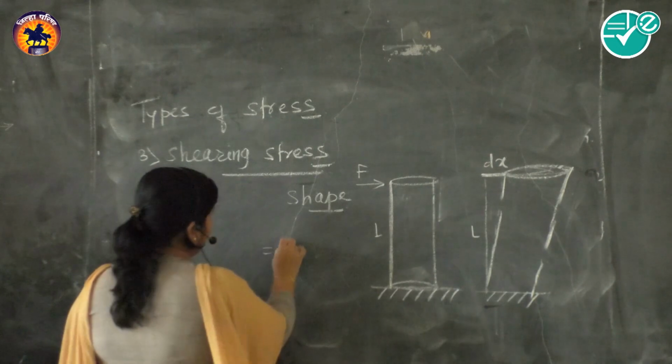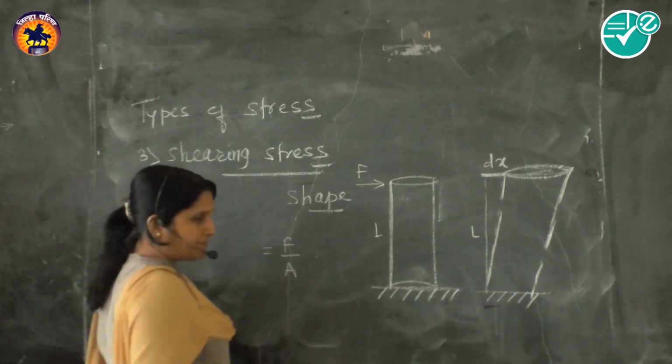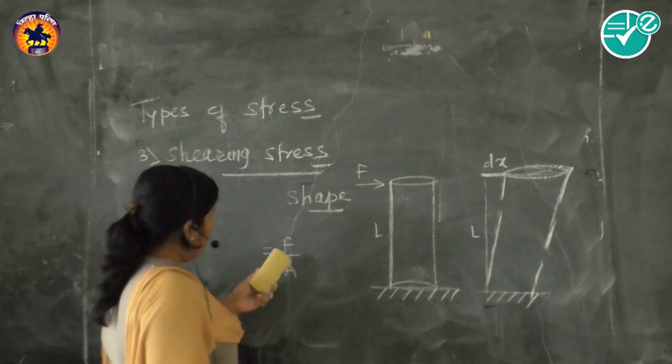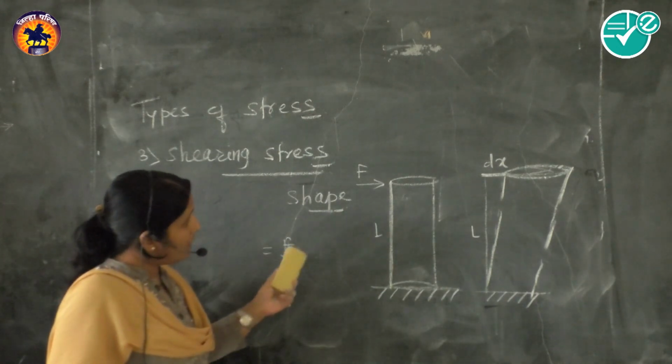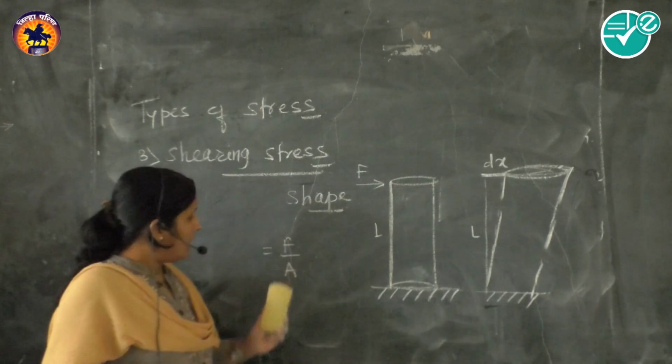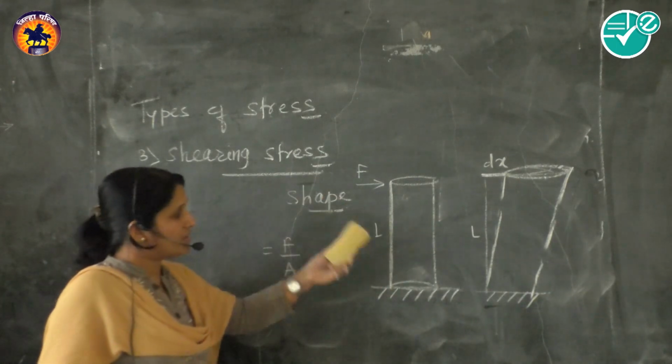It is again written as F by A. F is again the applied force. Here the force is tangential, parallel to this surface, and this F by A is shearing stress.